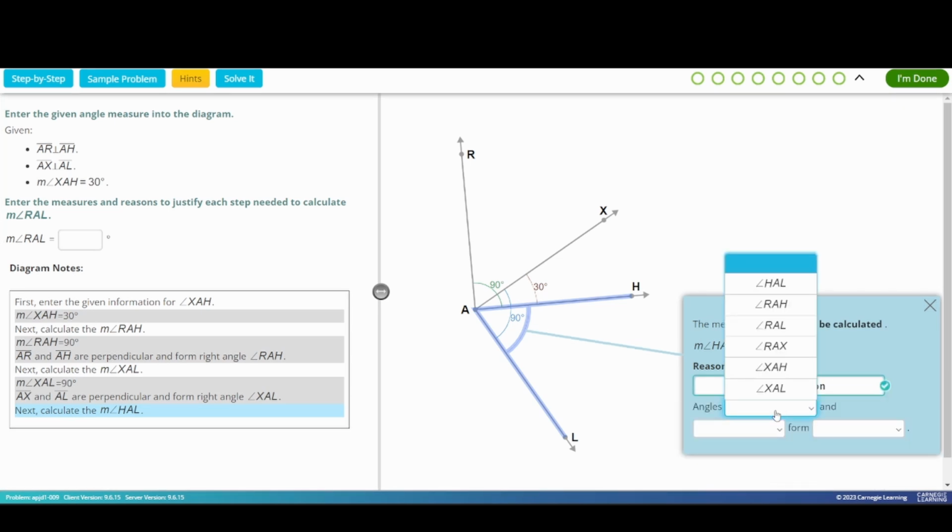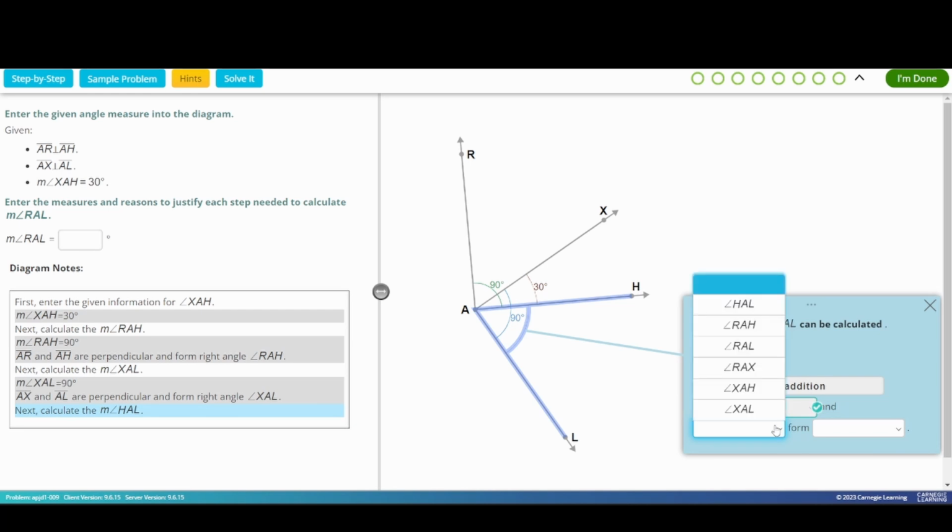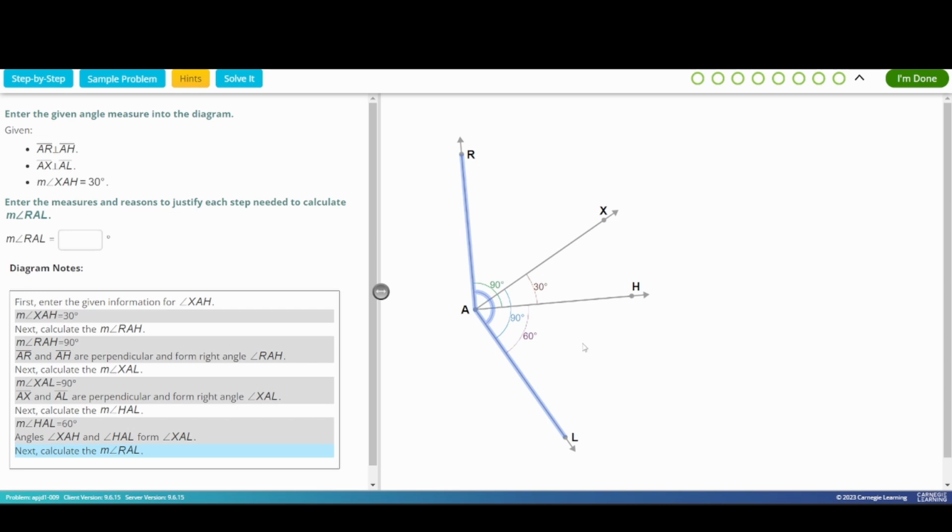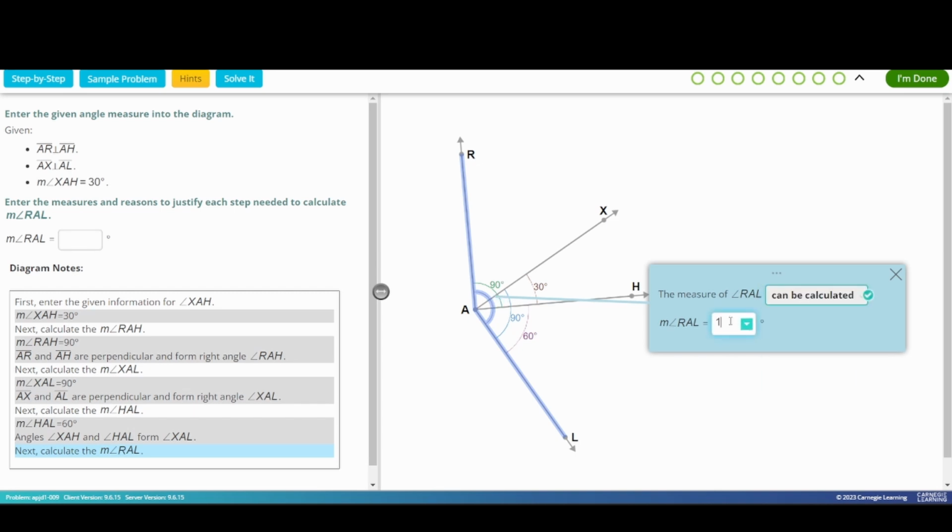And what's being added? It's our two little ones, XAH plus HAL, the bottom one there. And that forms XAL. Nice, there we go. All right, so what do we have? We have that this is 90 plus this 60, which should get us to 150 for RAL. So let's click it. It can be calculated. We said it's 150 if I add that up. And the reason is, again, angle addition.